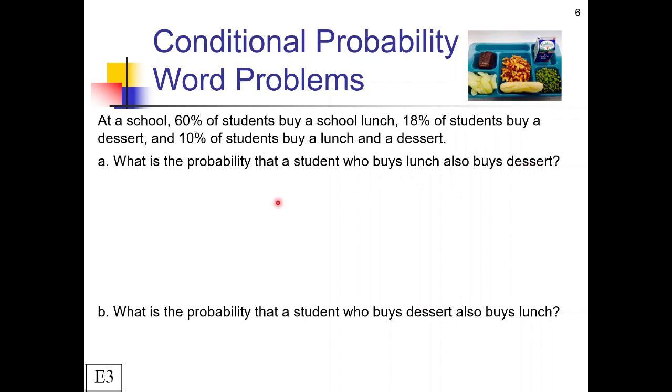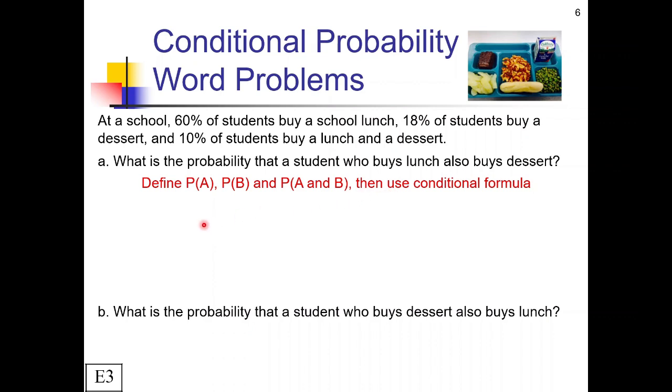So for problems like this, it's helpful to define P of A, P of B, and P of A and B, basically all the pieces of the conditional formula, and then use the conditional formula to figure out whichever, A given B or B given A, that you want. So with that in mind, let's define these, and then you can go to work and actually use the formula.